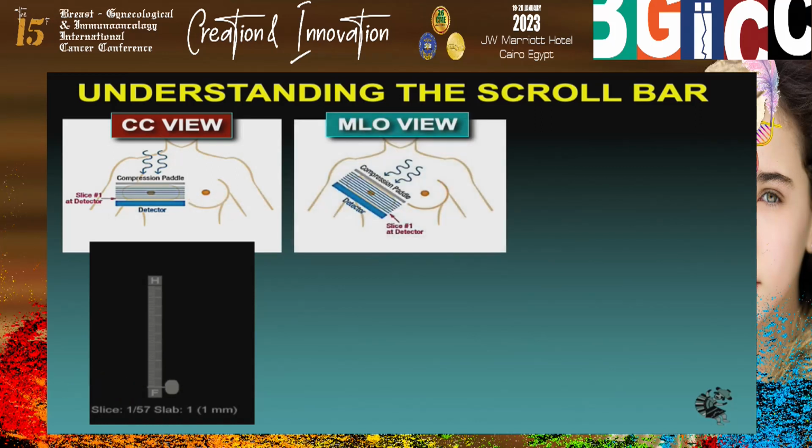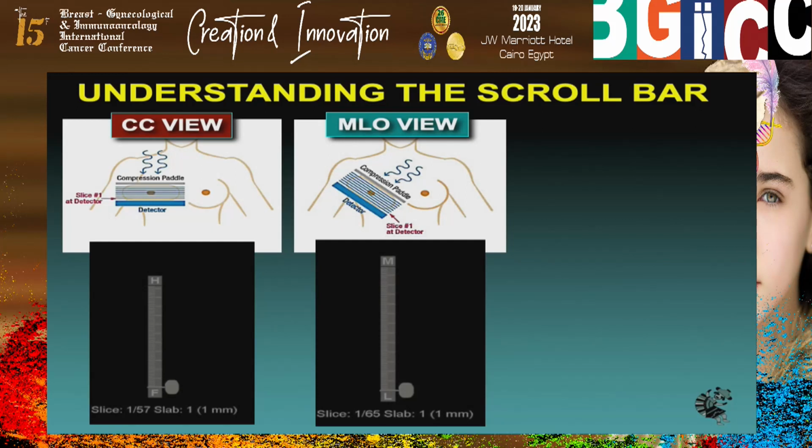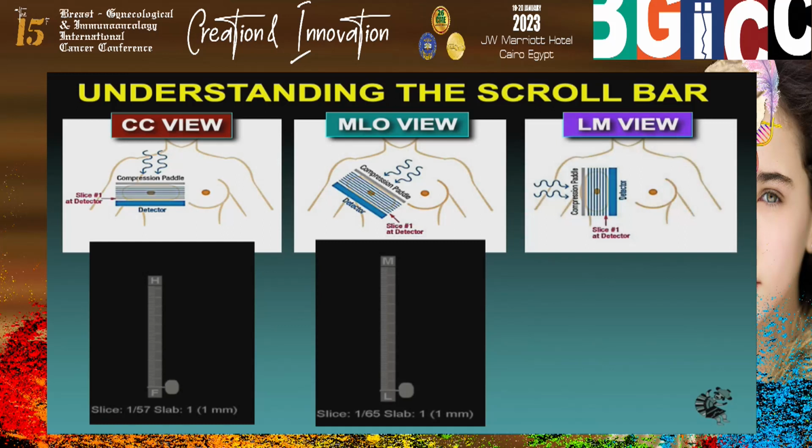On the MLO view, the orientation is such that the scroll bar is showing us that slice number 1 is on the lateral side, because that's where the detector is, on the lateral side, medial lateral. L for lateral, M for medial. And again, slice number 1 always at the detector side, which is on the lateral side by convention. They're always oriented in just that way for purposes of consistency.